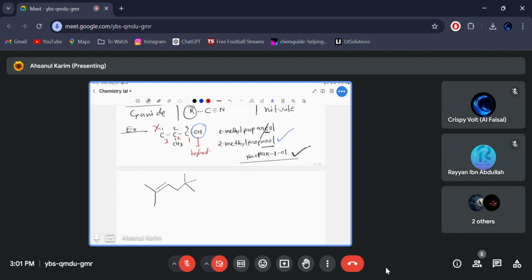Ishfaq, understandable? Yes, sir. Ryan, are you getting this thing? Yes. No issues? Let me know. If you guys cannot understand anything, then let me know. Like if there are any difficulties to understand any topic or any subtopic, let me know. I'll clear that thing. And in the meantime, find the name of this compound.